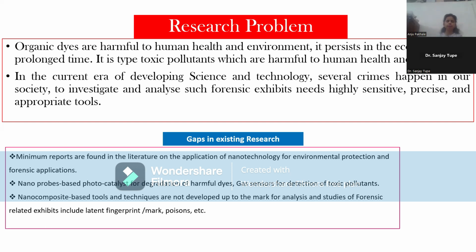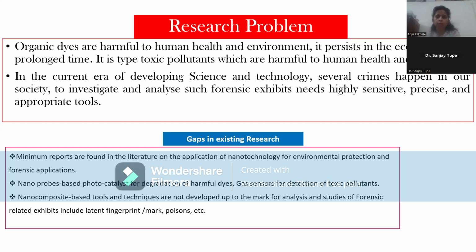Now, what were the gaps in the existing research? I have found that minimal reports are found in the literature on application of nanotechnology for environmental protection and forensic application. There are also very few reports on nanoprobe-based photocatalysts for degradation of harmful dyes, and gas sensors for detection of toxic pollutants. Nanocomposite-based tools and techniques are not developed up to the mark for analysis and study of forensic-related exhibits, including latent fingerprints, marks, and poison. So these were the gaps.